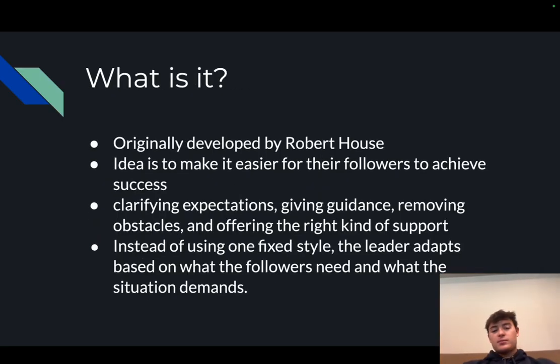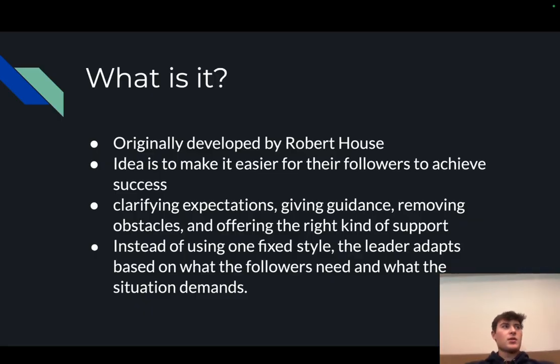So what is path goal? It was originally developed by Robert House, and the idea of it is to make it easier for leaders' followers to achieve success. Some ways that we can show that: leaders can clarify expectations, make it more clear, set goals inside of goals, if that makes sense. They give guidance to their followers, and then they remove obstacles, including some obstacles that are kind of unnecessary. And then they offer the right kind of support at the right kind of times.